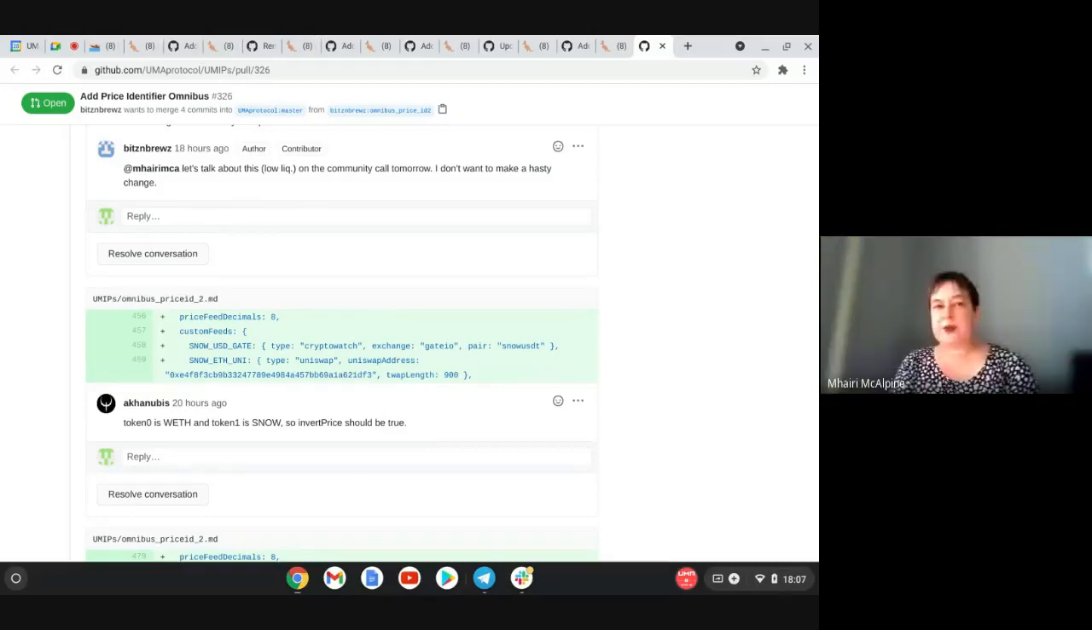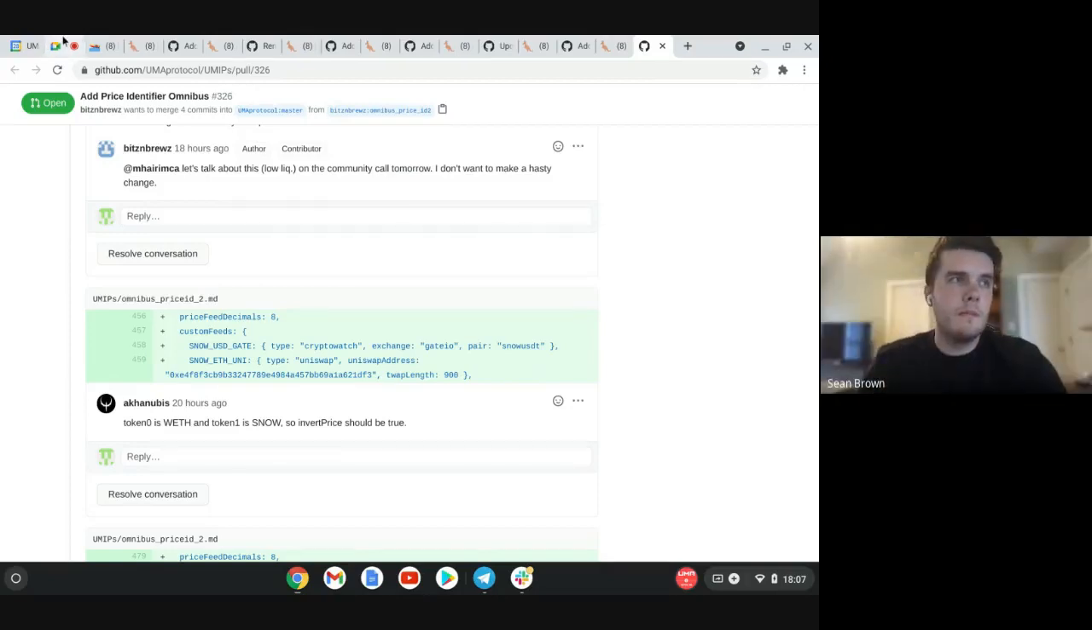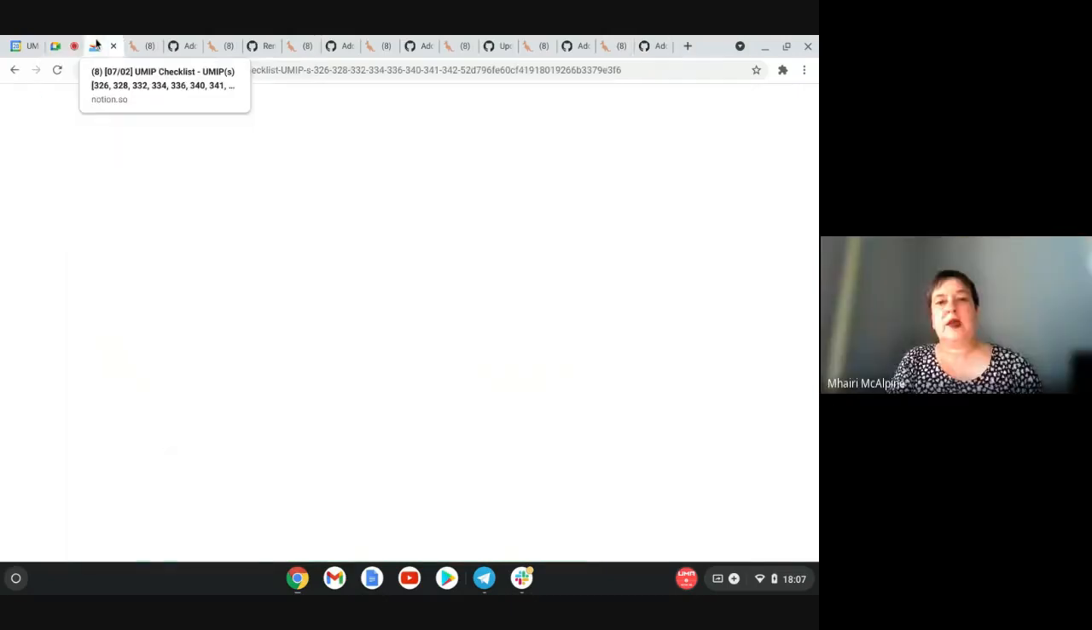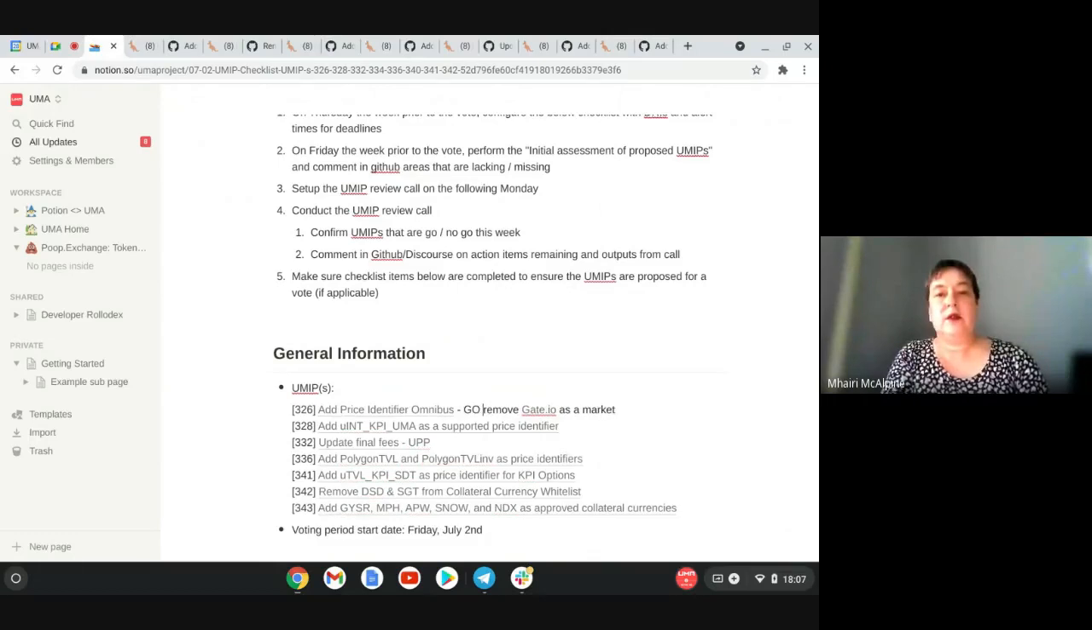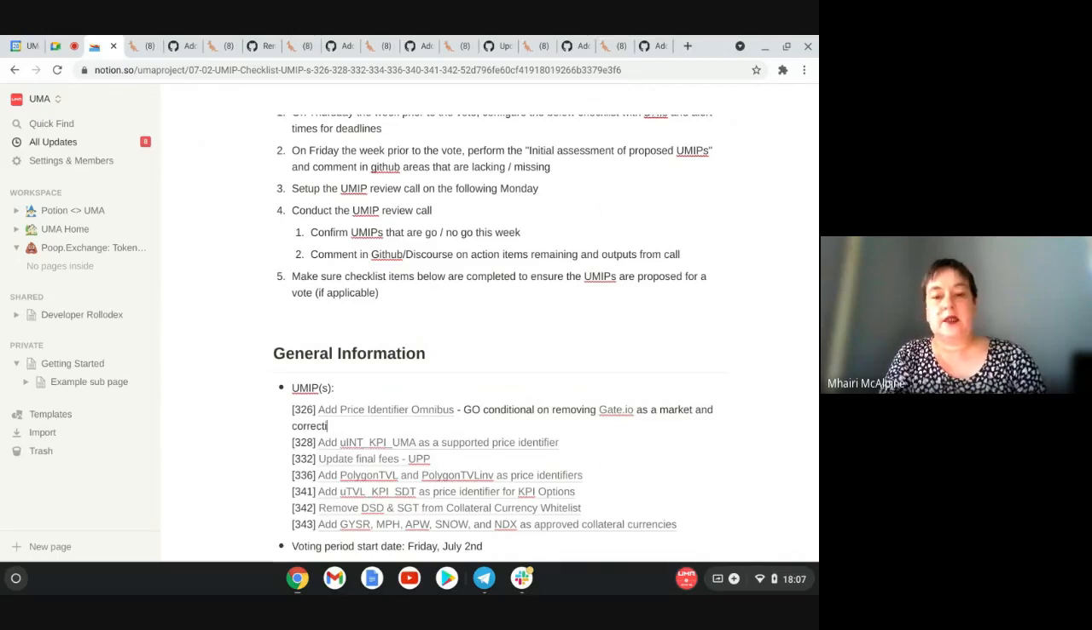Any other issues with this price identifier that people want to raise? Nope. Okay, so that is a go, conditional on removing Gate.io as a market and correcting the Uniswap inversion. Excellent.